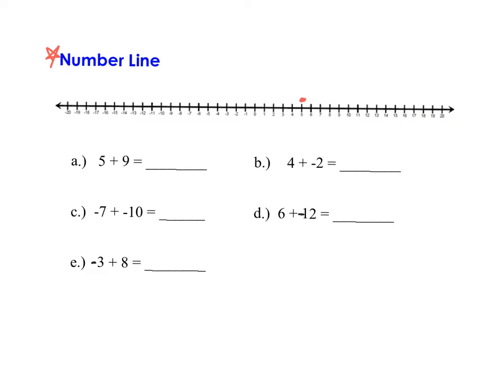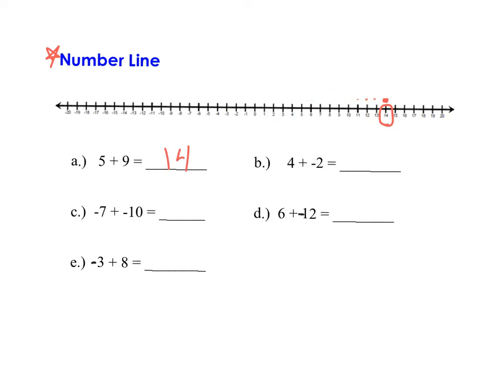So I'm going to take my dot and move it 1, 2, 3, 4, 5, 6, 7, 8, 9 times. When I move it 9 times, I end up at 14. Right there on the number line, we can visually see that if we start at 5 and add 9 to it in the positive direction, we end up with 14.